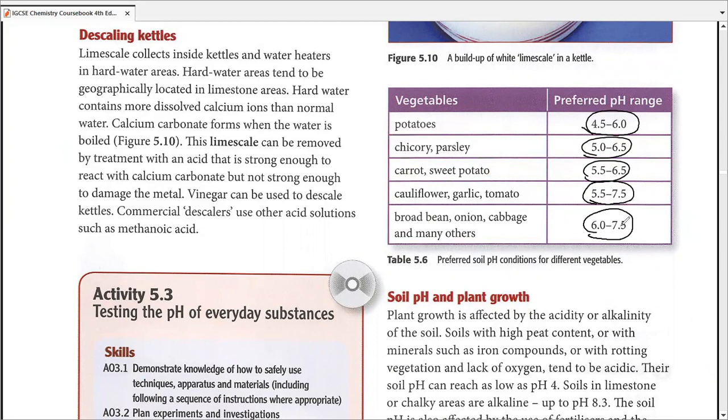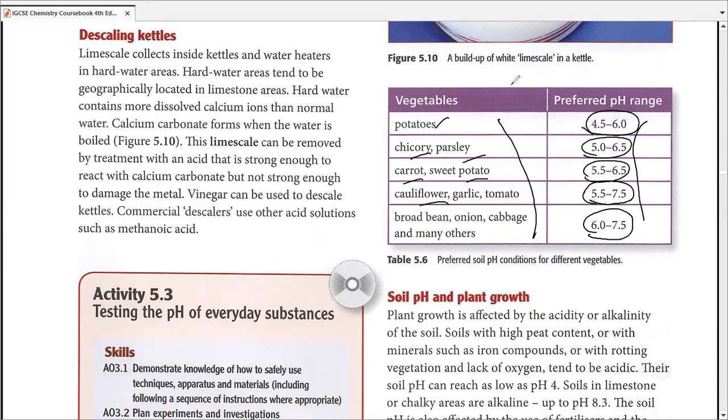This one is very slightly acidic. This is mostly alkaline or neutral. So we have different vegetables with different pH ranges that they can grow in, and within these pH ranges, they'll grow to their best size. Potatoes, chicory, parsley, carrots, sweet potatoes, cauliflower, the list goes on. So we do understand some of the vegetables require slightly acidic conditions, some of them require neutral ones, and some of them require slightly alkaline conditions.